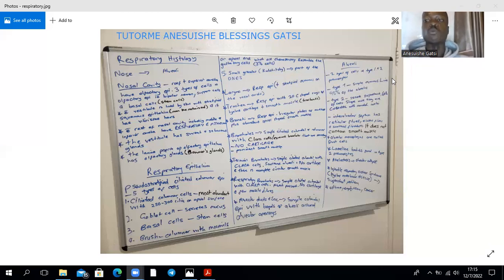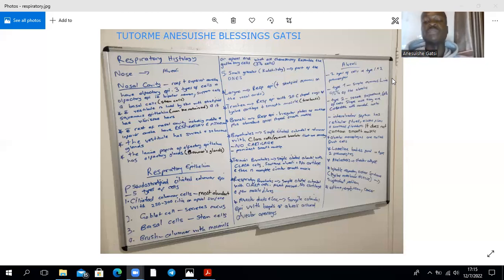And the surfactant will be stored in what are known as lamellar bodies within those type 2 pneumocytes. So you find lamellar bodies storing the surfactant within granules, right? And there's an interalveolar septum which exists between alveoli.